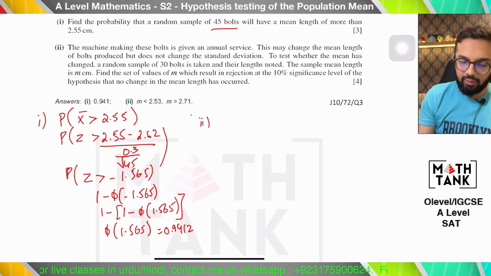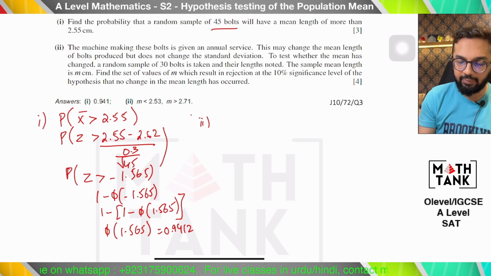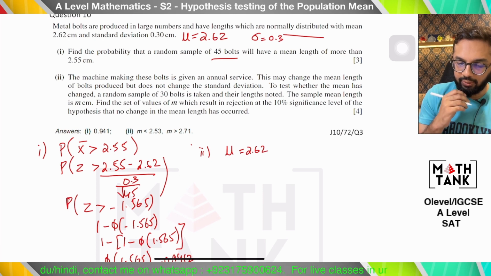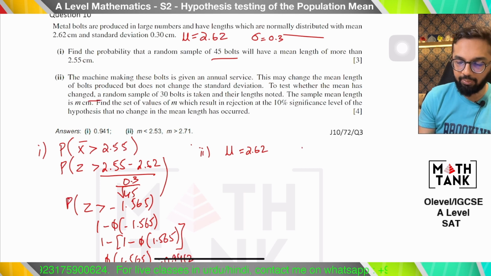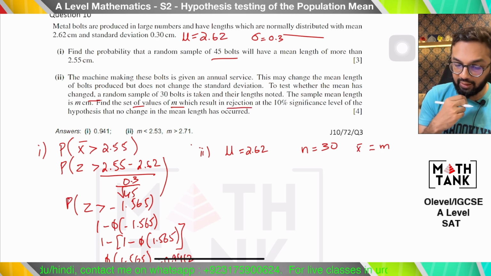Then the machine making these bolts is given an annual service. This may change the mean length of bolts produced but does not change the standard deviation. To test whether the mean has changed, a random sample of 30 bolts is taken and the length is noted. The sample mean length is m centimeters. Find the set of values of m which result in rejection at the 10% level that there is no change in the mean length.